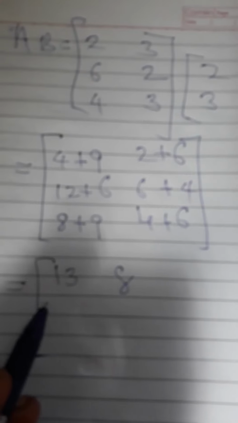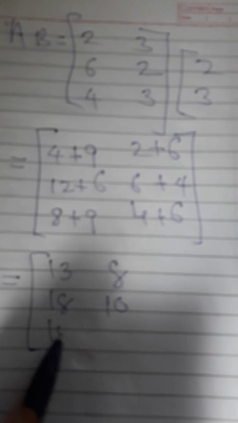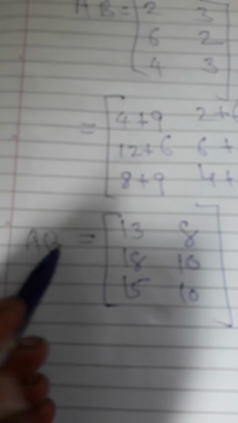So this will be equal to 4 plus 9 is 13, 2 plus 6 is 8, 12 plus 6 is 18. This will be 10. This is 15. And this is 10. What is the order of this matrix? It is 3 cross 2. Remember, it will be 3 cross 2. Right? This is your AB matrix.